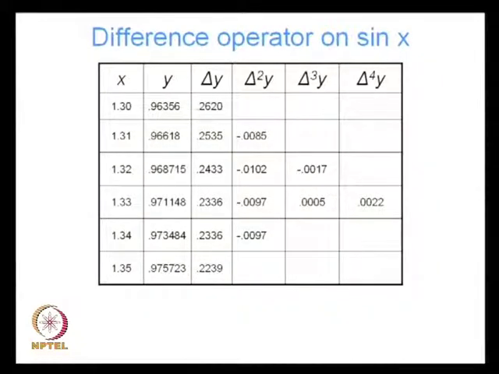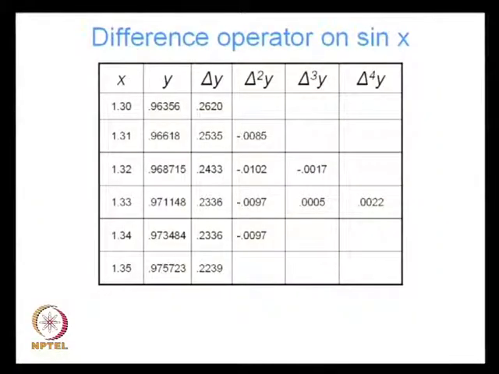Here we are looking at difference operators on a function rather than a sequence, and the function that we are considering is sin x. I am evaluating sin x over an interval from 1.30 to 1.35, at steps of 0.01. So, 1.30, 1.31, these are the values at which I am evaluating the function, and these are the results of sin x. Here I have taken the difference between this and this and this and so on.